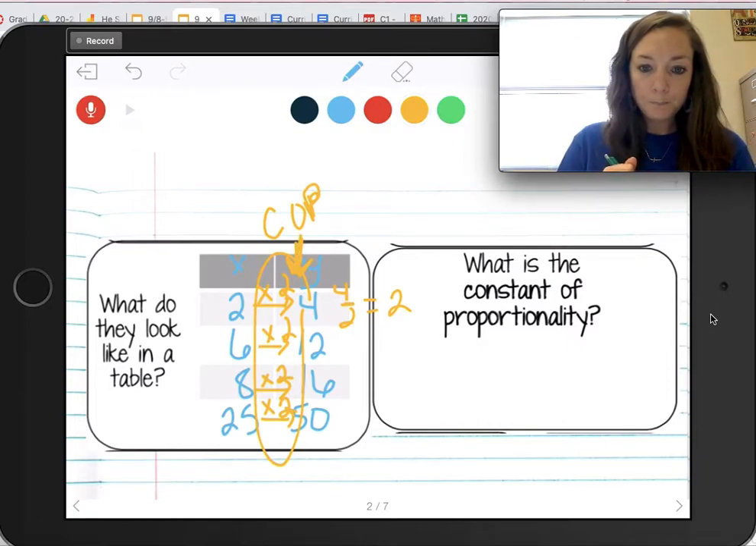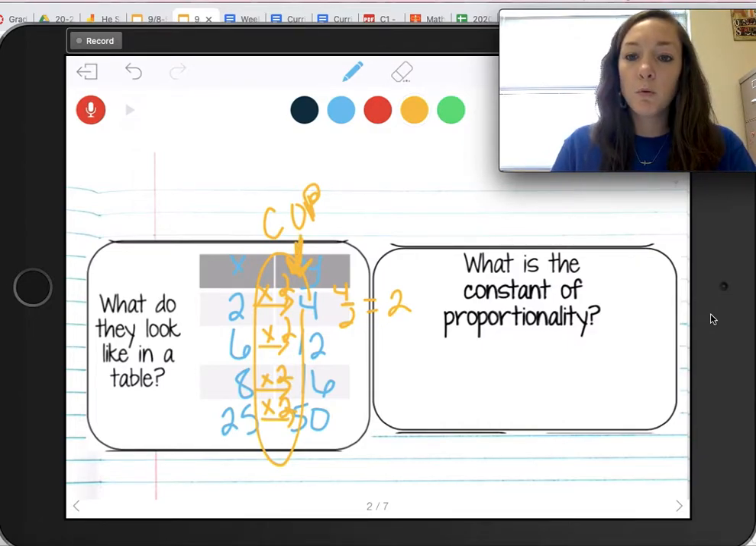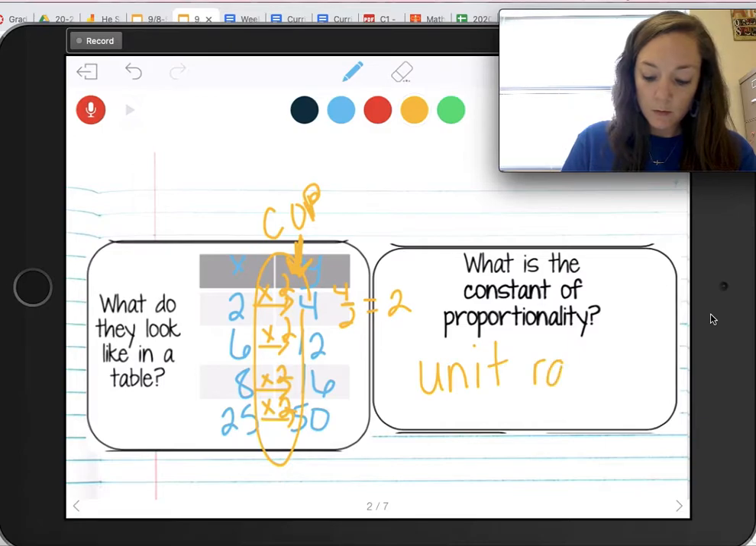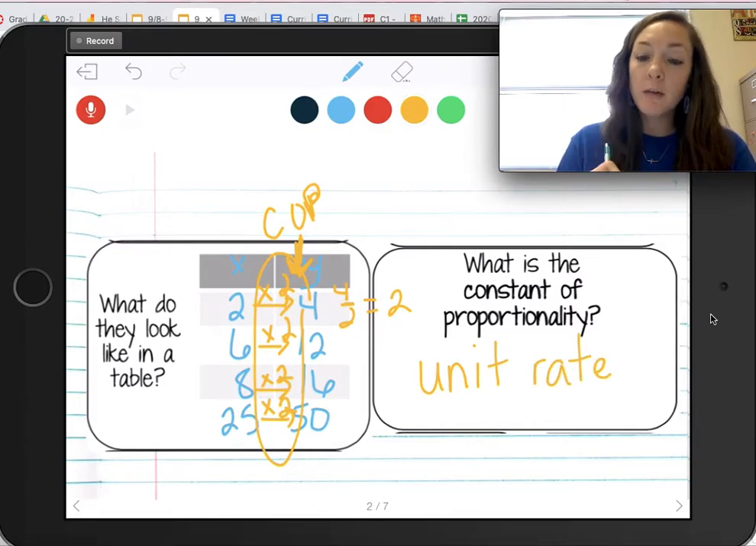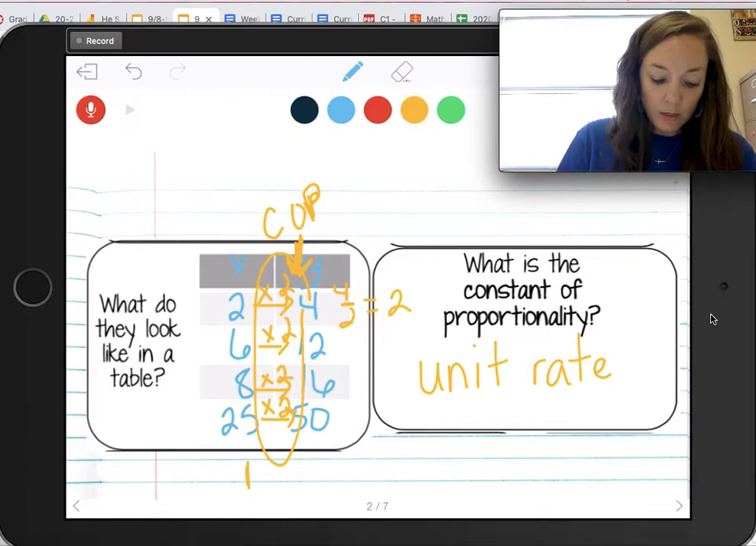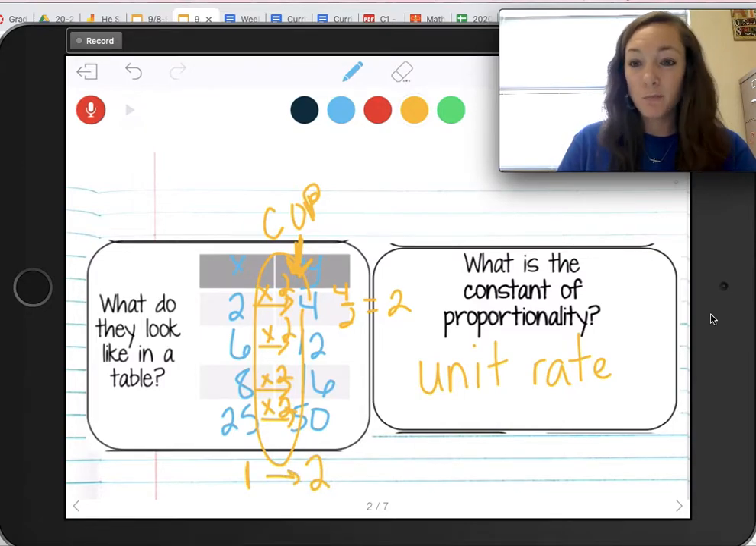Okay? And then constant of proportionality in vocabulary terms is just the unit rate. So remember, unit rate is the amount for 1. So if I have this table here, I would add 1, 2, because that's the amount for 1 of x, maybe apples, and 2 is maybe the cost or something like that.